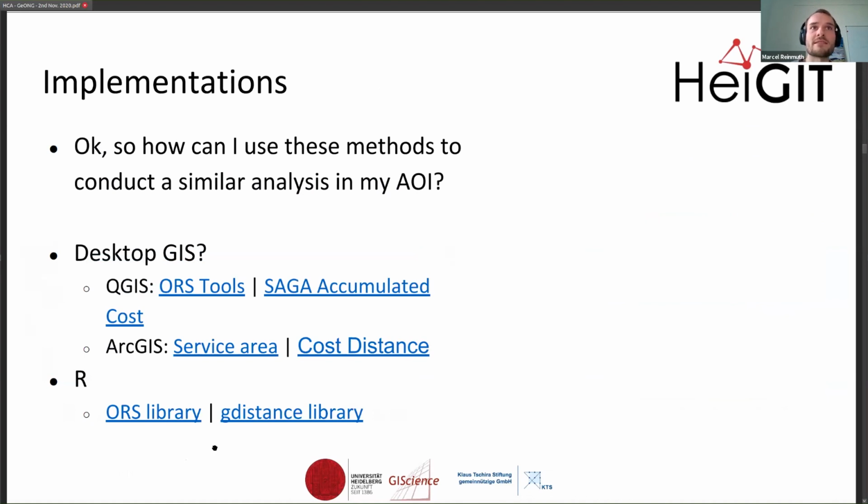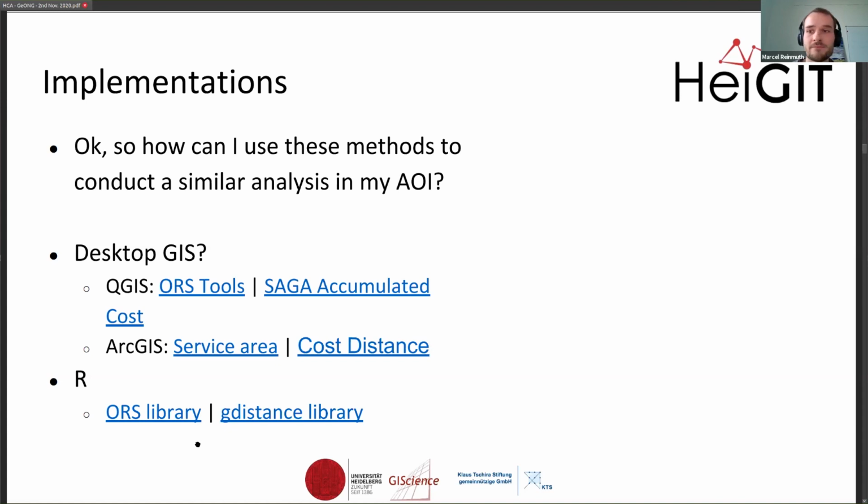If you want to do raster, then have a look for the Saga accumulated cost. But again, you need a friction layer first. In ArcGIS, unfortunately, there is no open root service toolbox available, but there's the service area tool. But this is also a bit sophisticated. You need your own routing graph in order to calculate that. For raster, you can use cost distance.